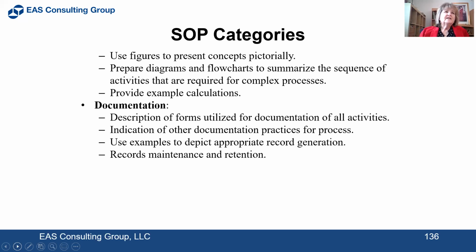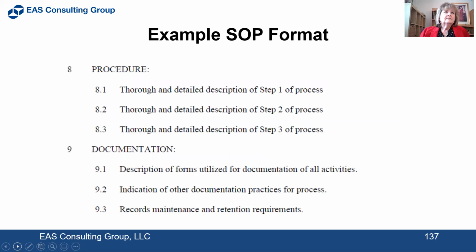Also a section for documentation. You're going to have a description of forms utilized for documentation of all activities, an indication of other documentation practices for the process. Use examples to depict appropriate record generation. And then you're going to have records, maintenance, and retention listed. And here's an example of what that would look like for procedure and documentation.